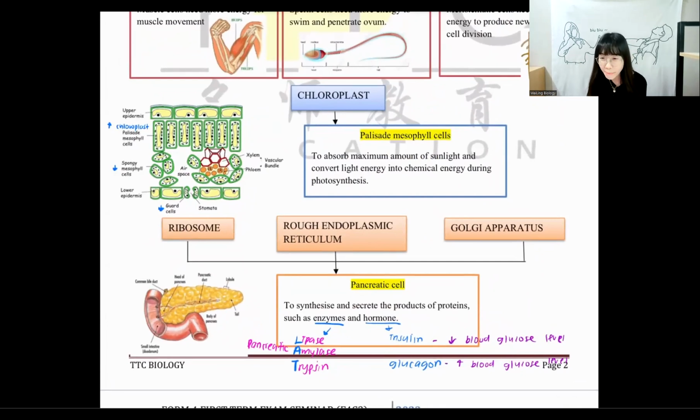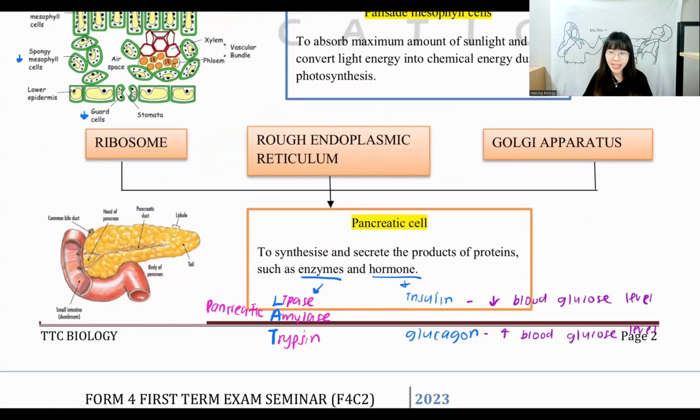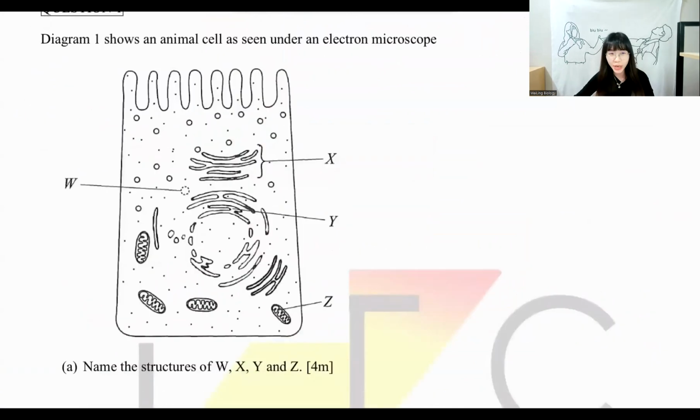Anything you want to ask? No? Okay, if you have no question, let's try some questions right now, guys. Let's see whether you really understand or not. Flip to your question, page 1, question 1. Let's try all these questions together.